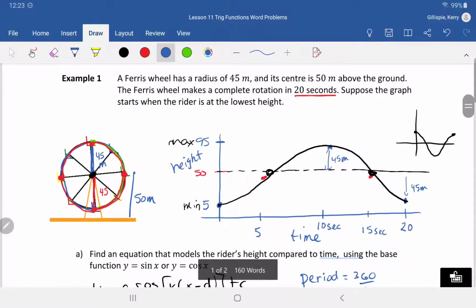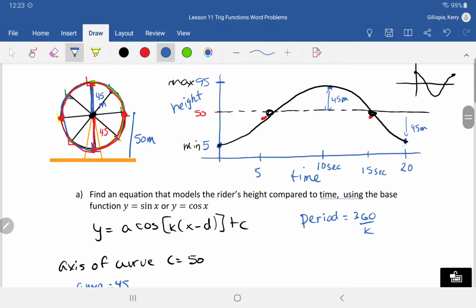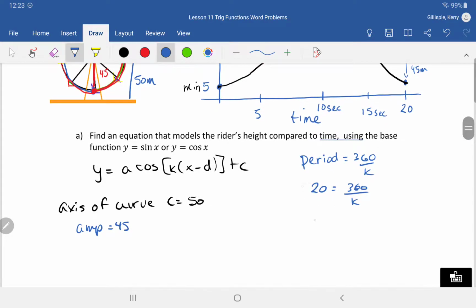It gave us in the question that it took 20 seconds to do a full rotation. And we did the sketch, and we do have a full inverted cos graph from 0 to 20 seconds. So 20 goes in for a period, equals 360 divided by K. Bring K up, you get 20K equals 360. Divide out your 20. 360 divided by 20 is 180. No, sorry, 18. The zeros cancel, so you get 36 divided by 2. So your K value is 18.